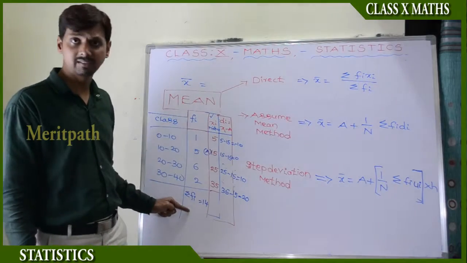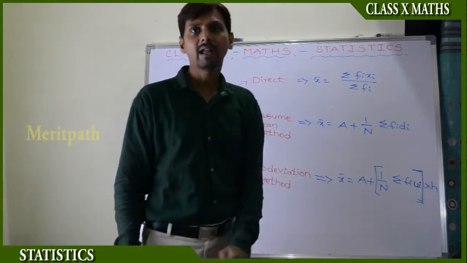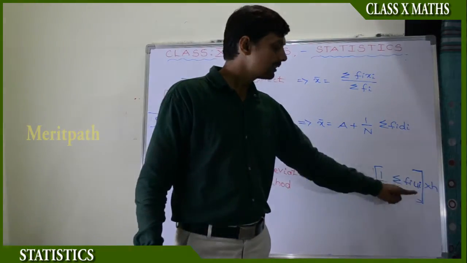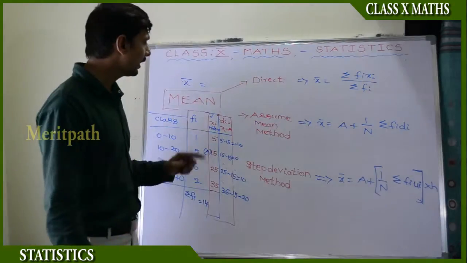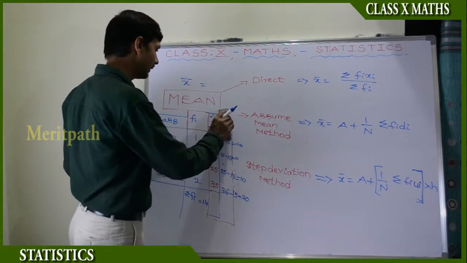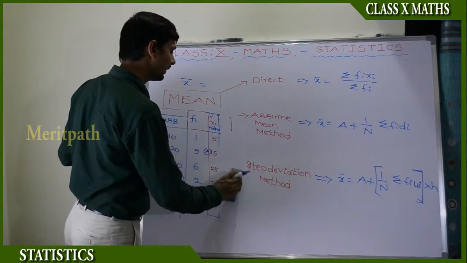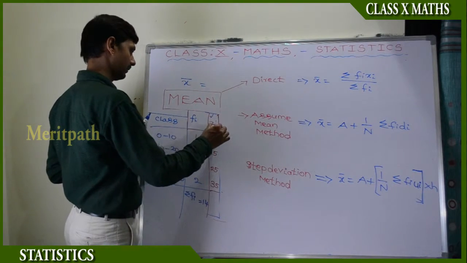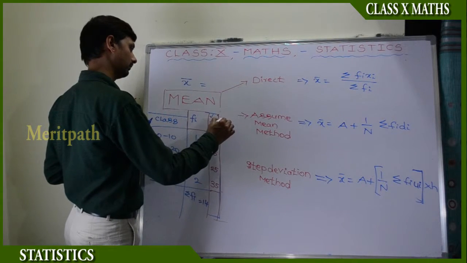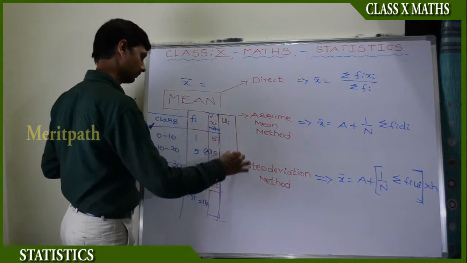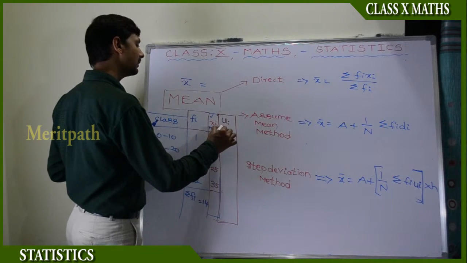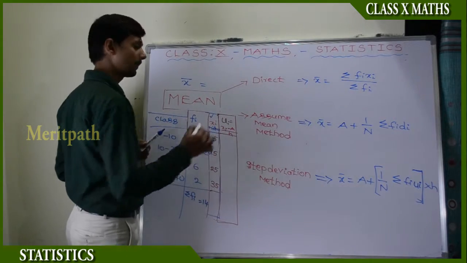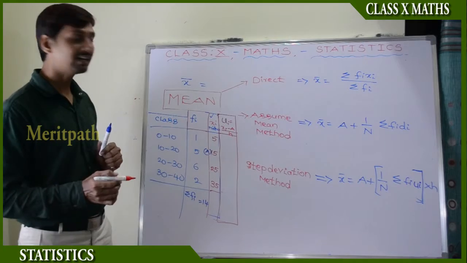N is the sum of the frequency, sigma fi, where fi is the frequency, and then ui. Fi ui, we find ui. Let us find ui here instead of di. ui is nothing but xi minus a divided by h.